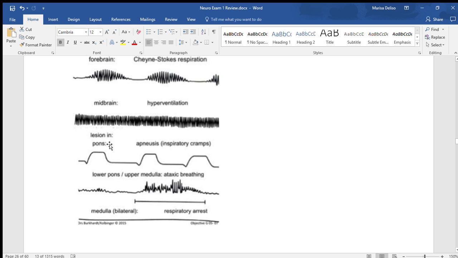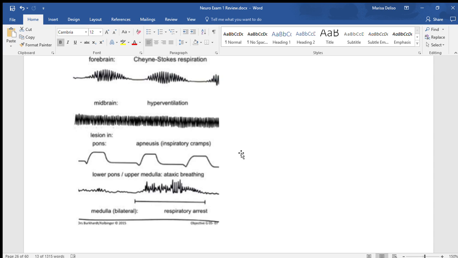In the pons, the breathing pattern is apneusis, and essentially what that means is they don't breathe normally. They inspire and hold the inspiration, then they expire and hold the expiration, and then they inspire and hold the inspiration. And as you can see, these deficits get more and more intense as we go down the brainstem, which makes sense, right? Because things are going to be more dramatic and change as we go down.